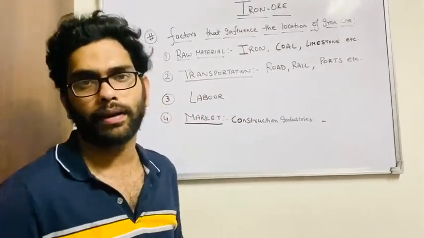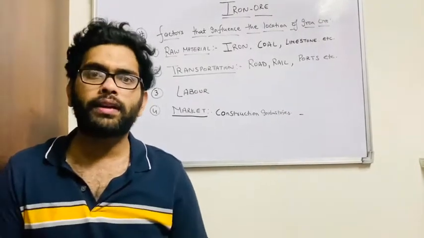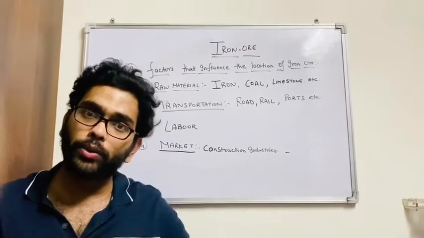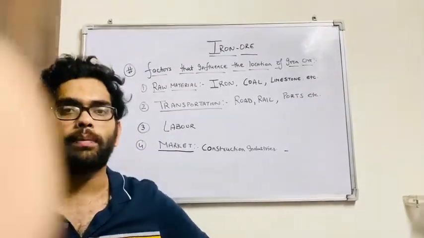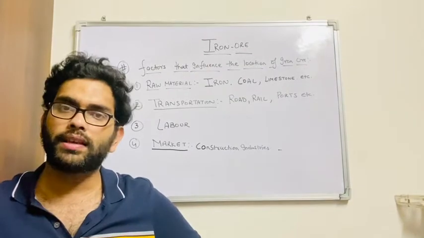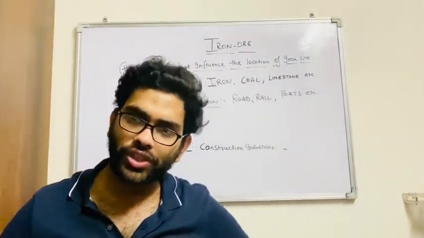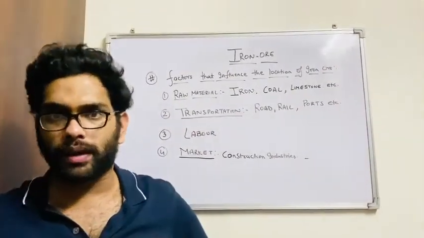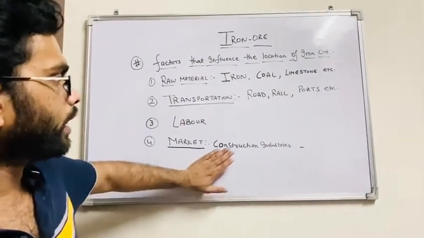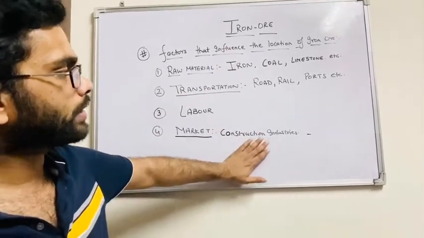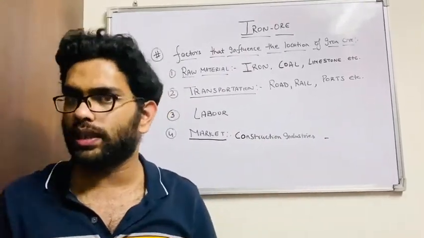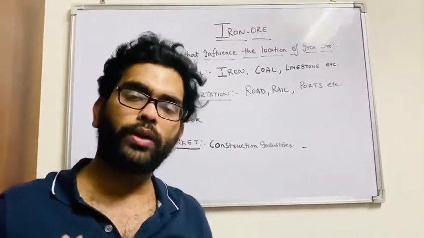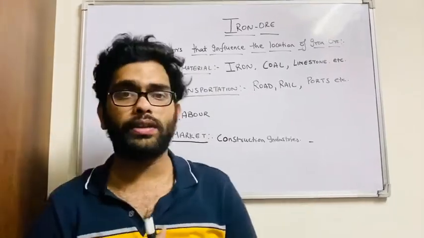Third factor is labor. You need skilled labor, hard working labor, smart labor. If you do not have labor, then how can you run your industry? So the third factor is labor. Fourth is market. Because after manufacturing iron, you need to supply it to the vicinity market. So market is important, and iron is mainly used for the construction industries. We need to supply it to our construction industries. So I hope you are clear about the factors influencing the setup of the iron industry.